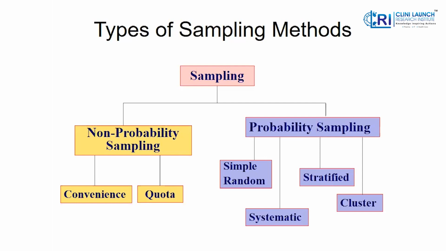Under these two categories, probability and non-probability, there are many different methods. We'll go through that over a few sessions, and one of the methods we'll do in this session only. If you see non-probability sampling, there is convenience sampling, quota sampling, judgmental sampling, and snowball sampling. In probability sampling, we have simple random sampling, systematic sampling, stratified sampling, and cluster sampling.